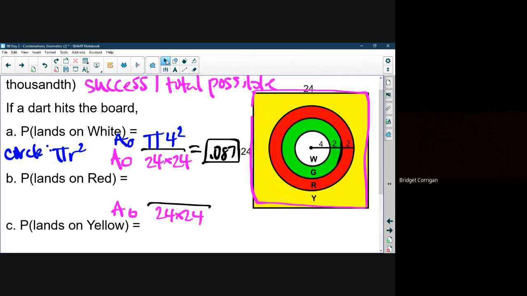Trying to find a color that'll write over the red. We want it to land in this red circle. So anywhere within this red region. It can't land in the green or the white or the yellow. It could only land in the red. So to find that, we're going to do the area of the whole red circle.